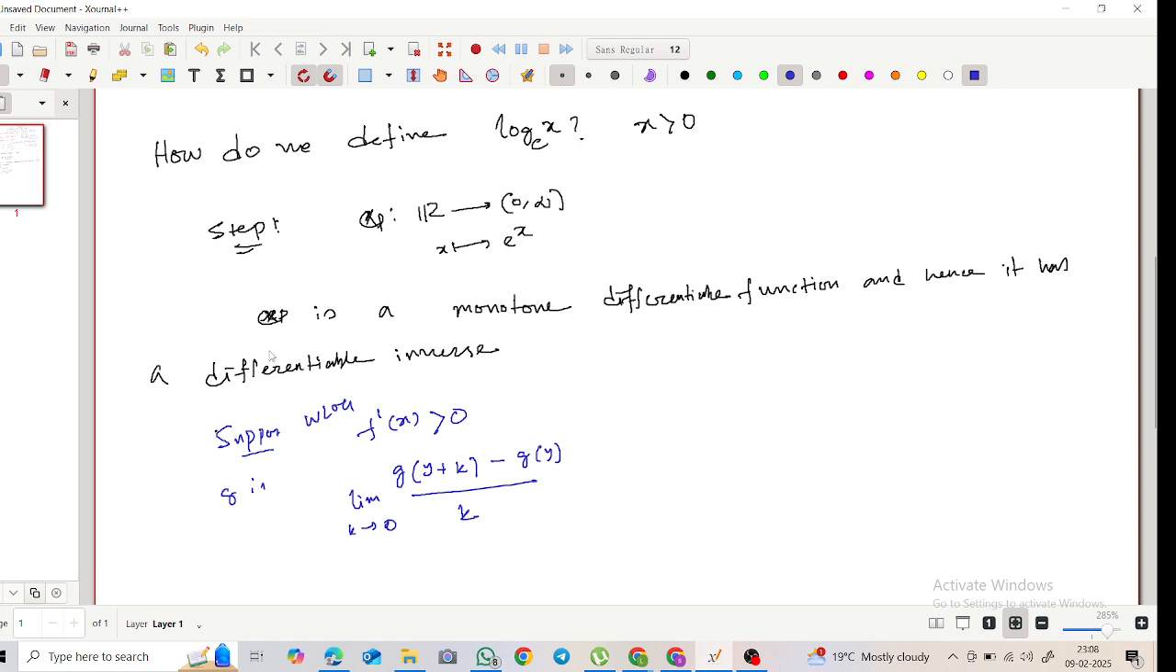Okay, just a minute. So we are defining this. So we are trying to prove this. Every monotone differentiable function has a differentiable inverse. Okay. So that is our claim. So suppose f is such a function, and we are trying to claim that the inverse g has a differentiable inverse. Okay. Let's see. So we are trying to compute this. Okay.